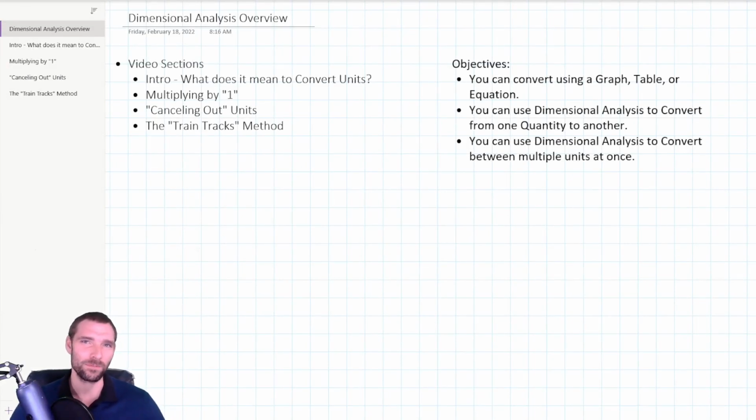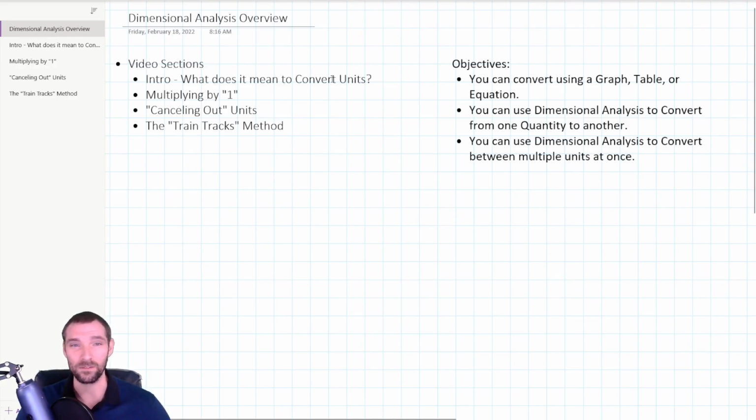This video is intended for people who want to understand the math behind the procedure. So if you want to skip to the procedure, that is kind of the train tracks method. I really want to work on helping you understand this though. So we're going to spend a little bit of time going over what it means to convert, and what I mean by multiplying by one, explaining some of the math here and canceling out units. I wanted to explain what that really means. We're going to do that by looking at some graphs, tables, and equations. And then we will get to the point where we're able to just convert from one thing to another.